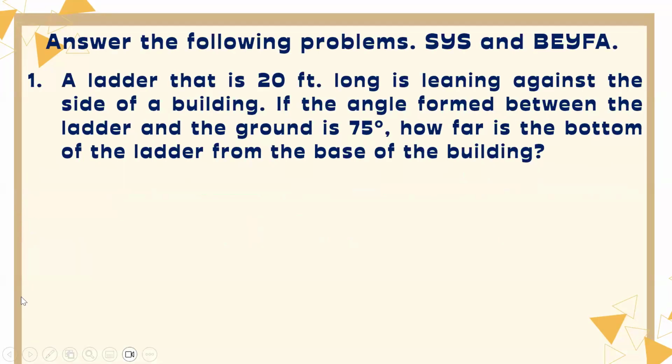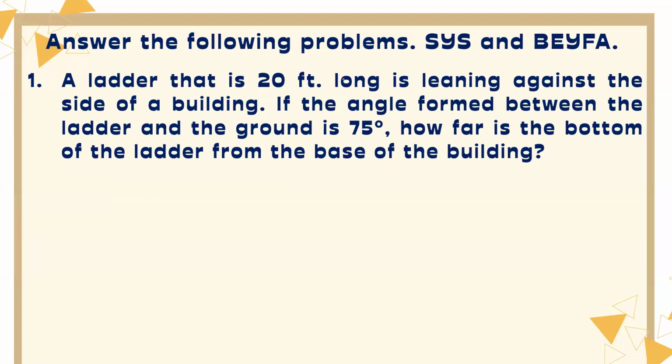For our first problem, I want you to show your solution and box or encircle your final answer. So our first problem is, a ladder that is 20 feet long is leaning against the side of a building. If the angle formed between the ladder and the ground is 75 degrees, how far is the bottom of the ladder from the base of the building?